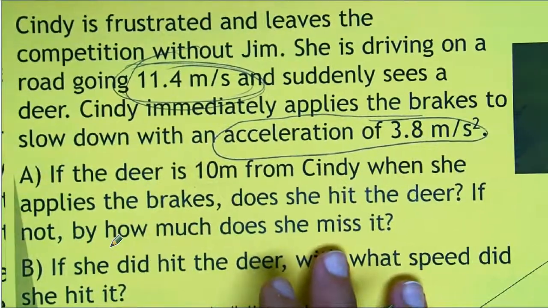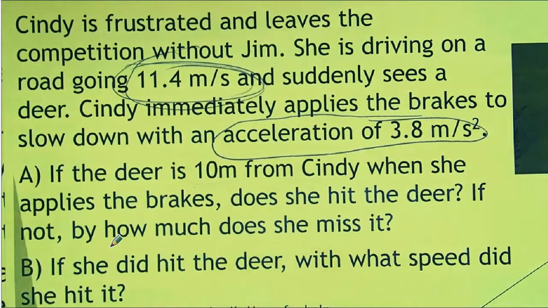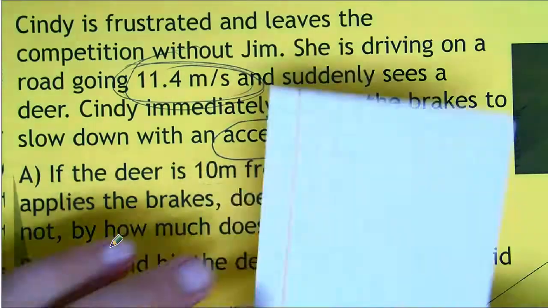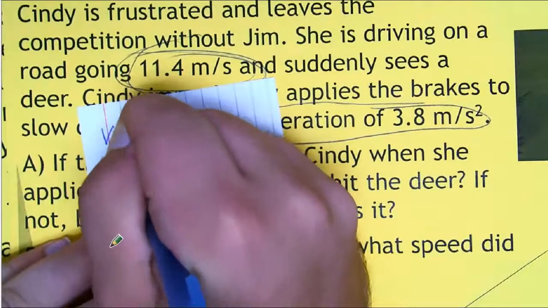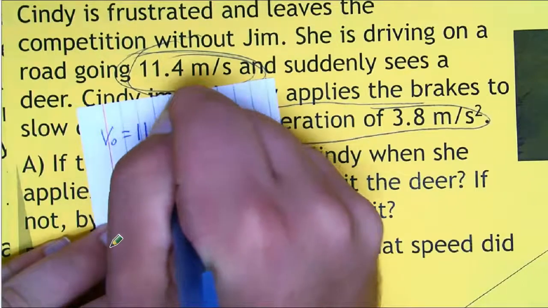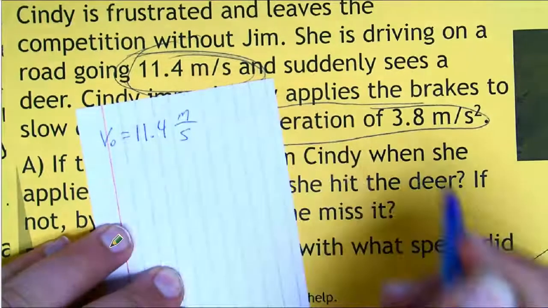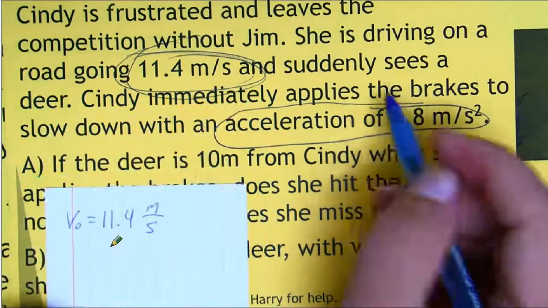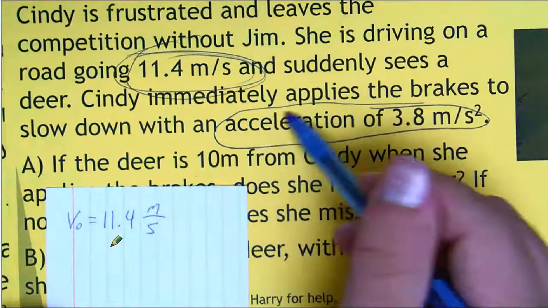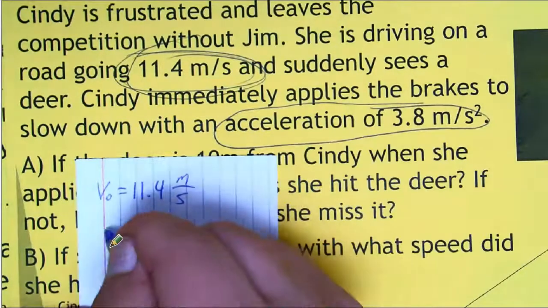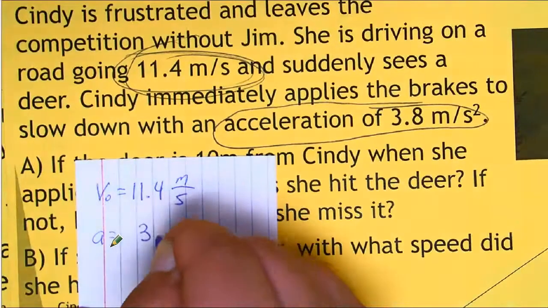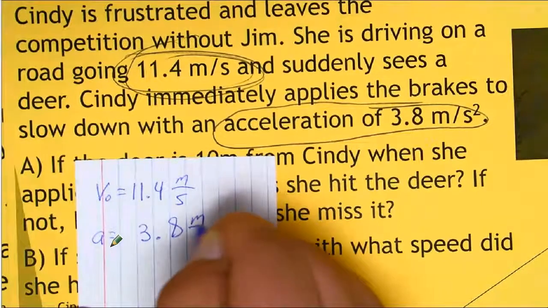Cindy is frustrated and leaves the competition without Jim. She is driving on a road going 11.4 meters per second. I'm going to write that down. So my initial velocity is 11.4 meters per second. And she suddenly sees a deer. Cindy immediately applies the brakes to slow down with an acceleration of 3.8 meters per second squared.